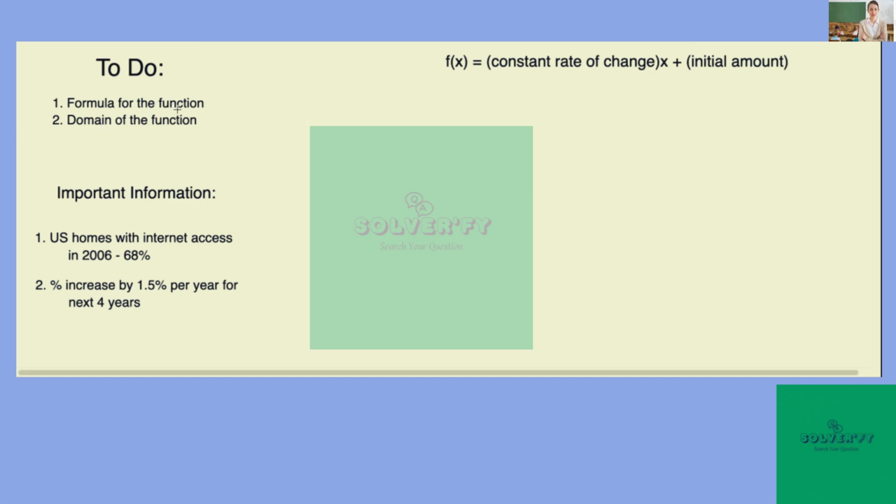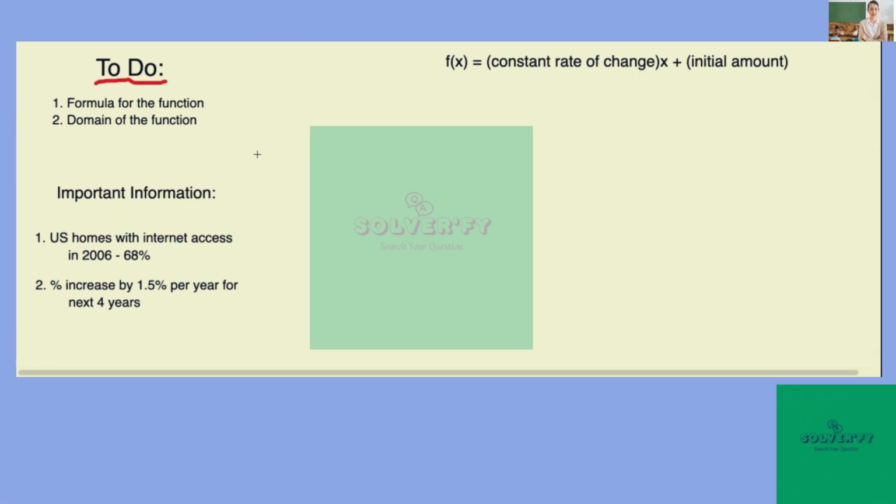All right, so for this problem, we are asked to make a formula for the function for the given situation and also the domain for the function. Okay, so that's the first thing. That's our to-do. Here, I'll underline it. So those two things are what we're asked to do.